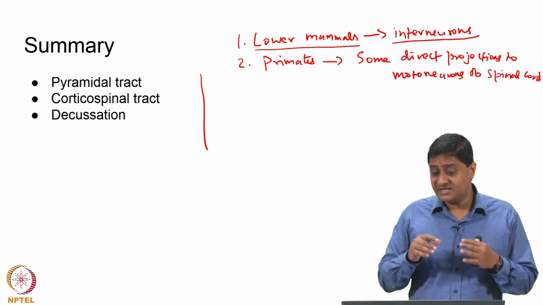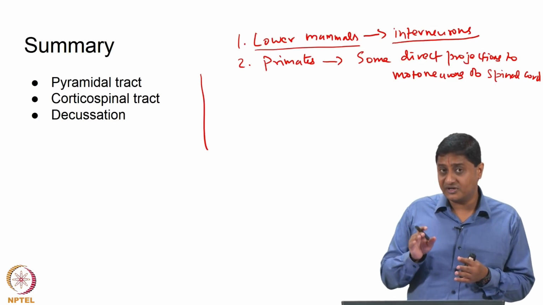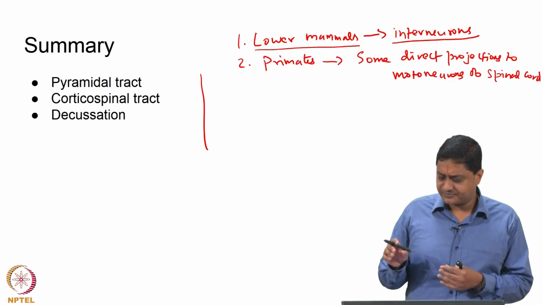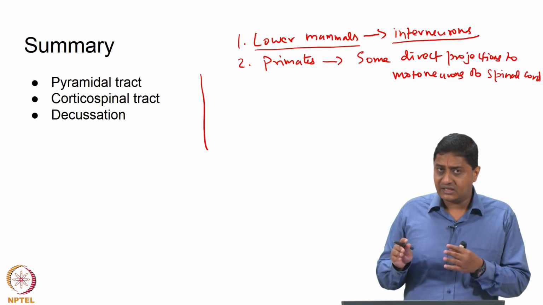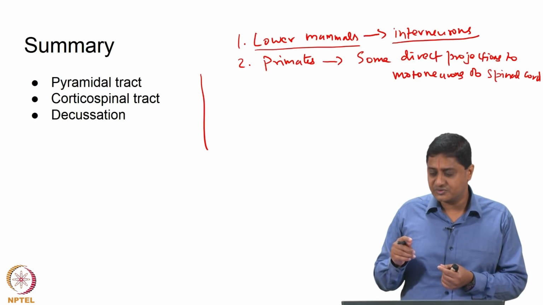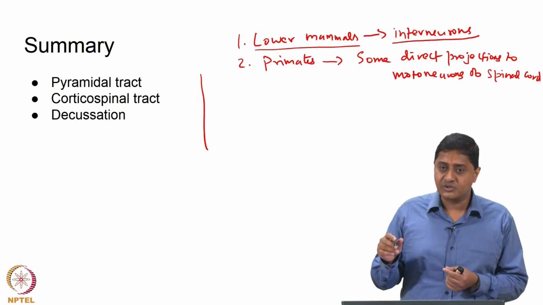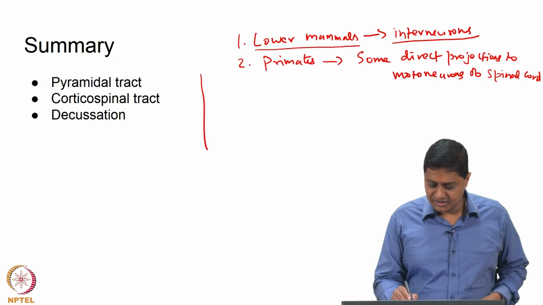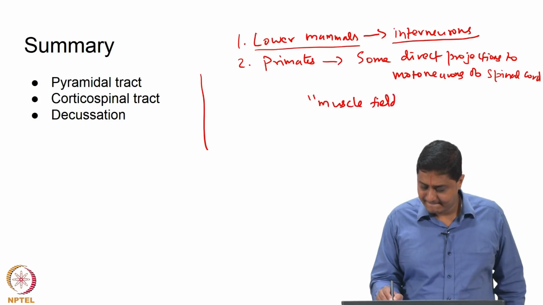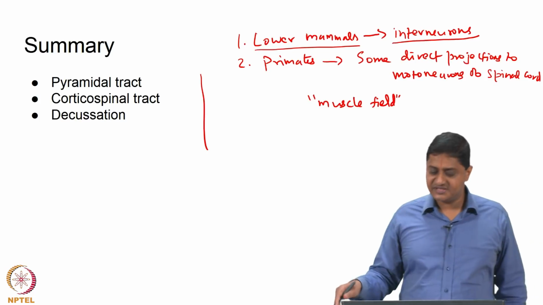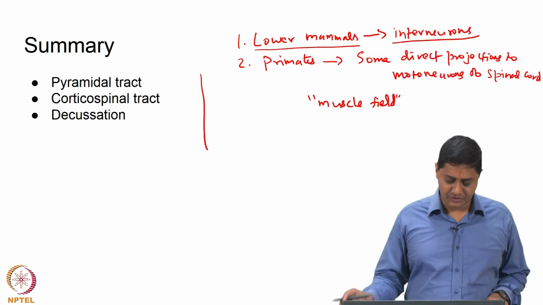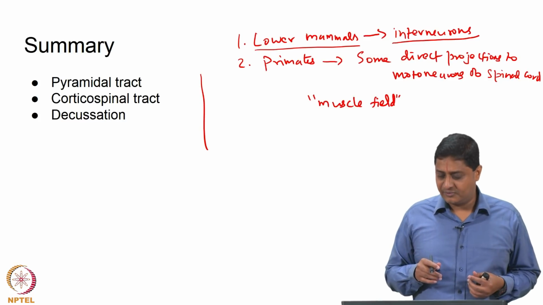So, these projections in the corticospinal tract that send projections to motor neurons controlling multiple muscles, not just one muscle, constitute a muscle field. Okay. It also inhibits the antagonist of this muscle indirectly through the spinal interneurons. This is true in primates.